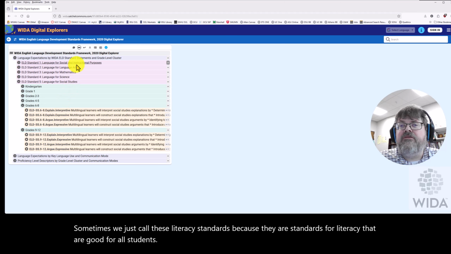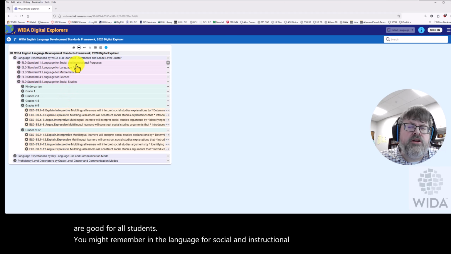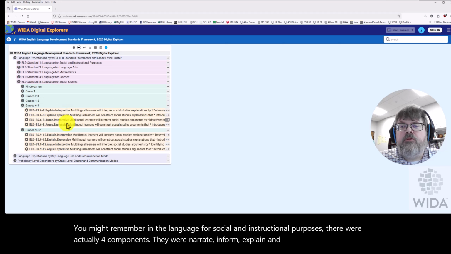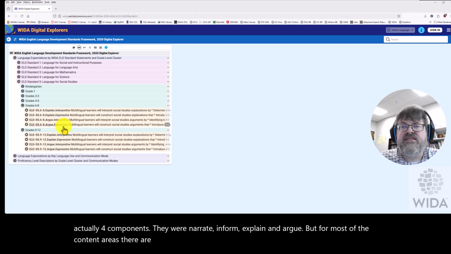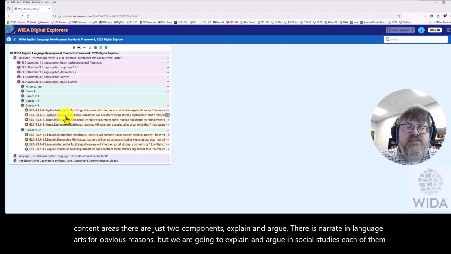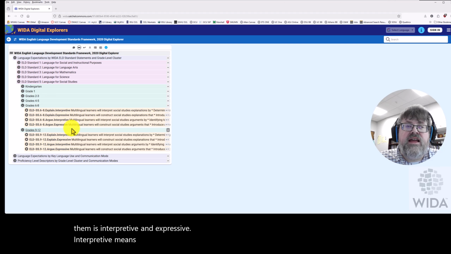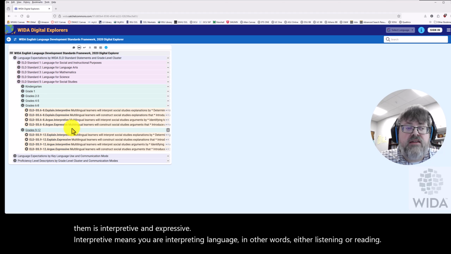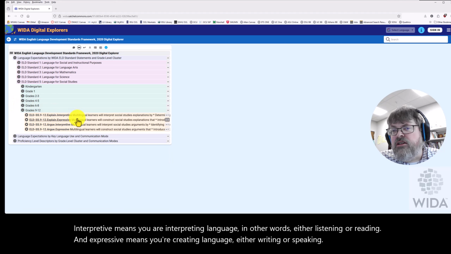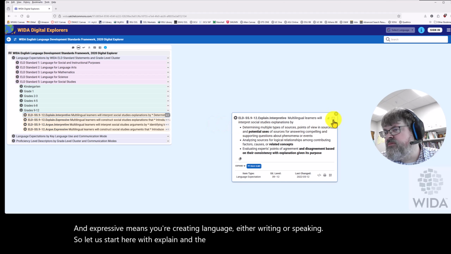You might remember in the language for social and instructional purposes, there were actually 4 components. They were narrate, inform, explain, and argue. But for most of the content areas, there are just 2 components, explain and argue. There is narrate in language arts for obvious reasons. But we are going to explain and argue in social studies. Each of them is interpretive and expressive. Interpretive means you are interpreting language, in other words, either listening or reading. And expressive means you're creating language, either writing or speaking. So let us start here with explain and the interpretive components.